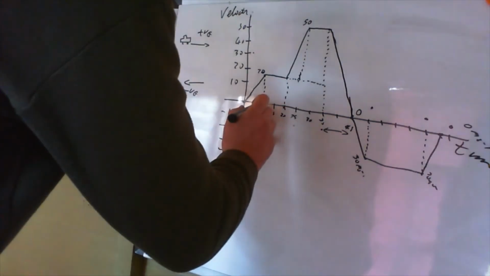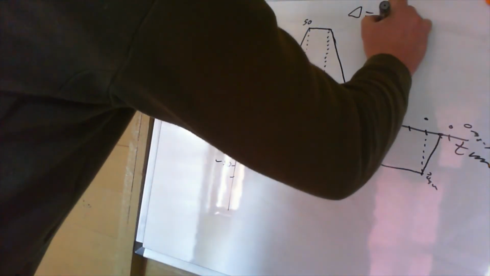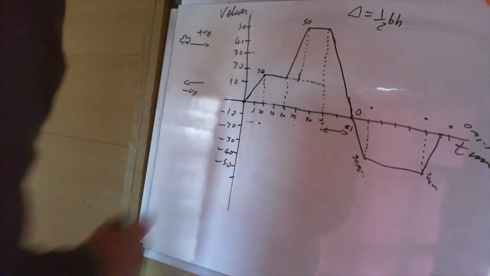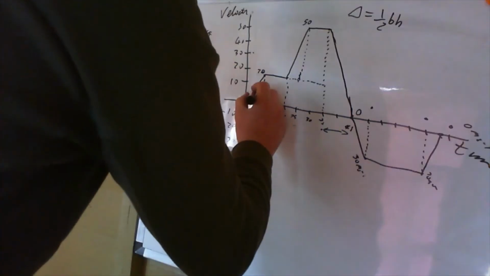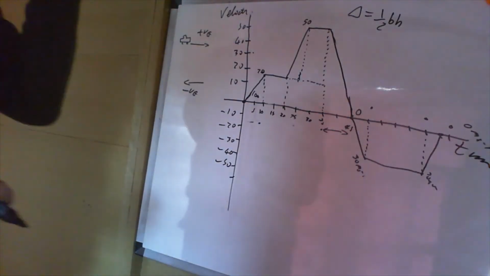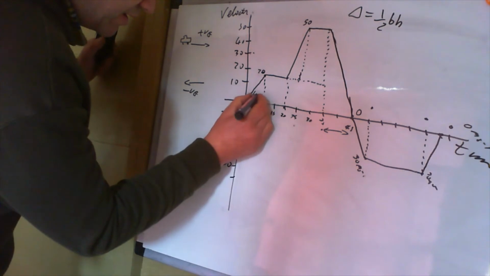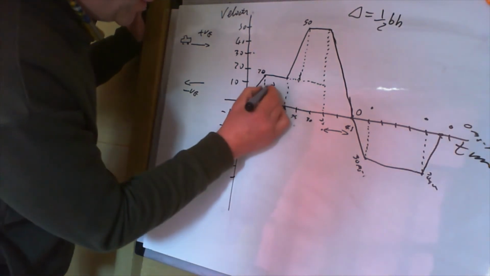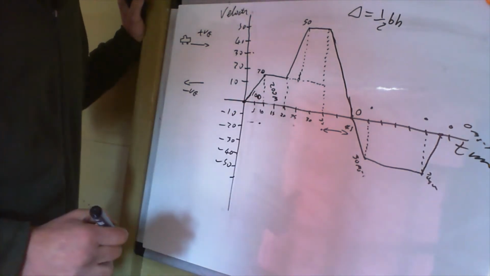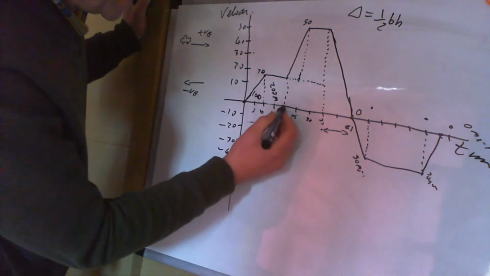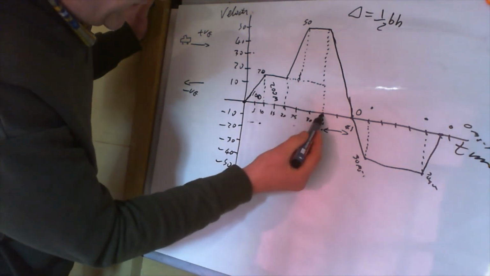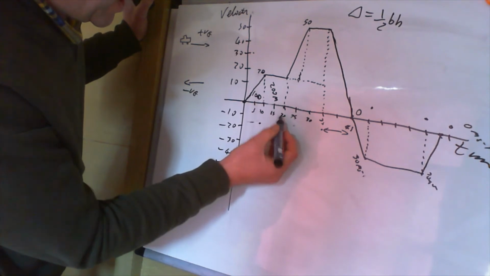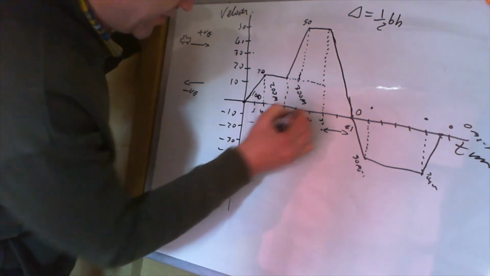So remember, a triangle is half the base times the height. So half the base is 5 times 20, that's going to be 100 meters travelled. This here is 10 times 20, so that's 200 meters travelled. This one here is 15 times 20, so that's 300 meters.